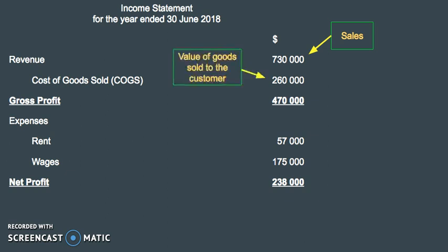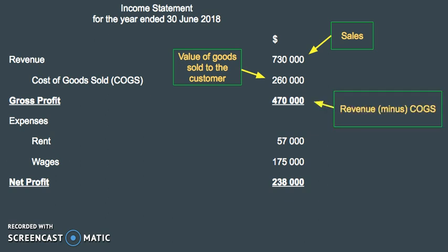Then we've got the cost of goods sold, the COGS. Now this is the value of the goods sold to the customer. So the televisions aren't going to be made by this company, they're buying them ready-made. So the COGS here will be the value of the goods. So $260,000 was spent by the business buying these televisions before they can then sell them to the customer.